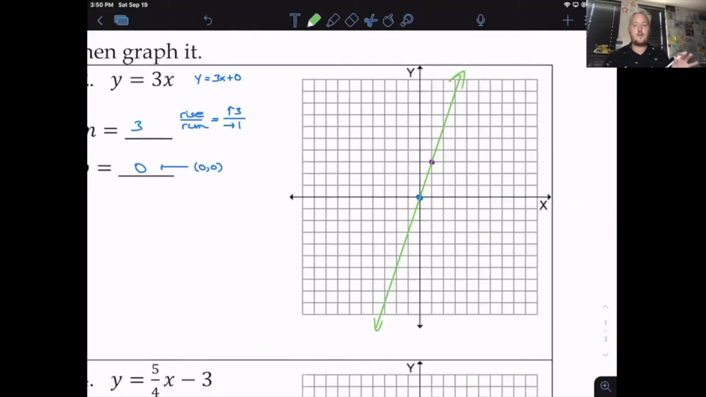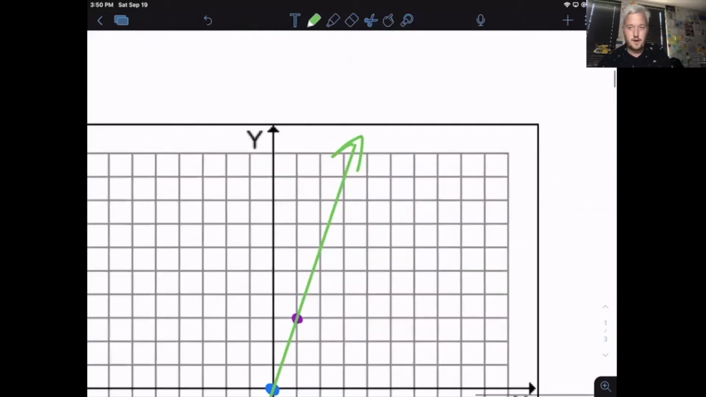So ideally how you know it's gonna be enough is if when you draw your arrows, some of the arrow is off the graph. That's how you know it's gonna be a good length.